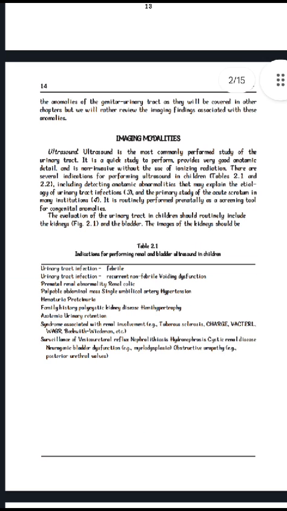Next one is imaging modalities. Ultrasound is the most commonly preferred study of the urinary tract. It is a quick study to perform, provides very good anatomic detail, and is non-invasive without the use of ionizing radiation. There are several indications for performing ultrasound in children, including detecting anatomic abnormalities that may explain the etiology of urinary tract infection. And it is the primary study of acute scrotum in many institutions. It is routinely performed primarily as a screening tool for congenital anomalies.